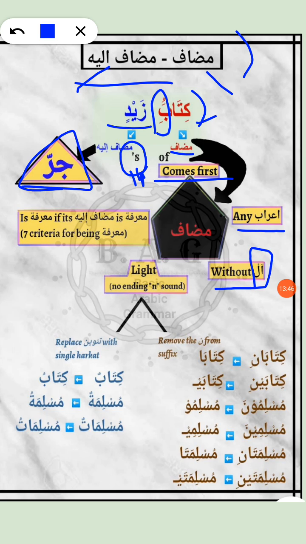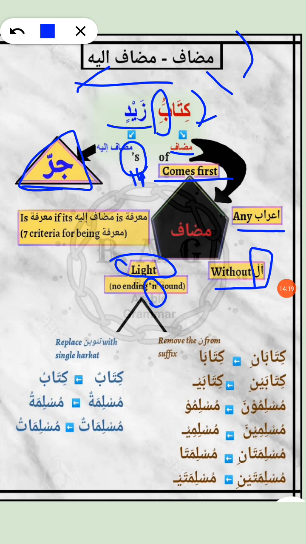And finally, we can see that it has to be light. By light, what do I mean? I mean that there should be no ending na sound. We are used to seeing singular words as kitabun, kitaban, kitabin, baitun, baitan, baitin. Similarly, muslimatun, muslimatan, muslimatin. So you see the ending na sound when we are dealing with tanween. This is not going to be there if you're making a musaf.